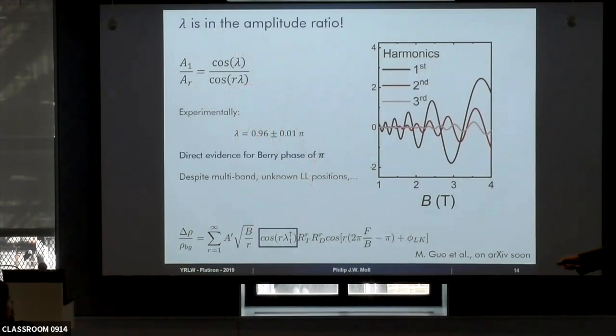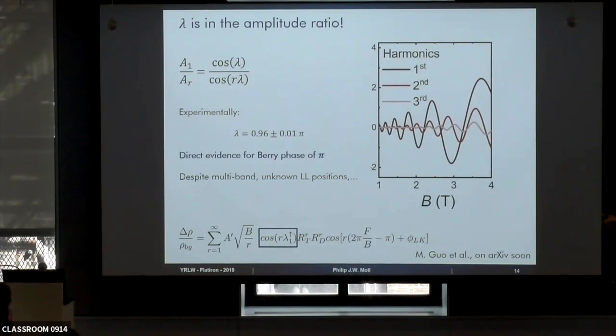And if you do that, then you can find that actually all your lambda are hidden in amplitude ratios like this for the 3D Dirac semi-metal. So if you divide the amplitudes of the first harmonic over the rth harmonic, you will find a term that's cosine divided by cosine of r of lambda. And this you can now solve. You can solve this self-consistently for all of them, and then you will find that there is a lambda of very, very, very close to pi.